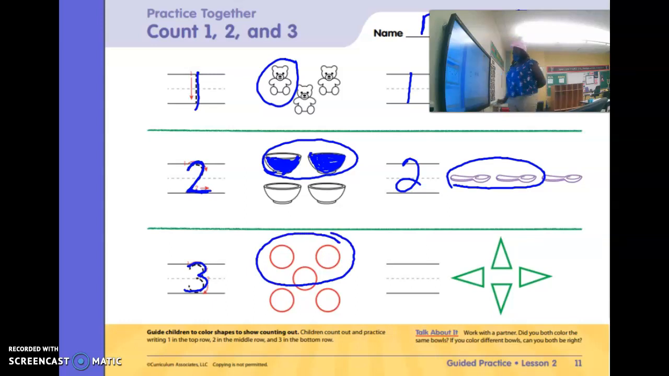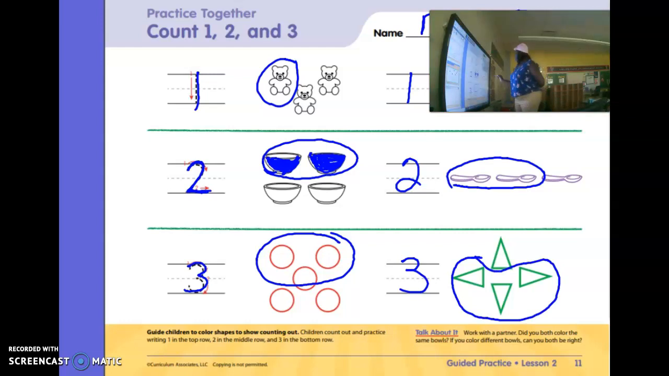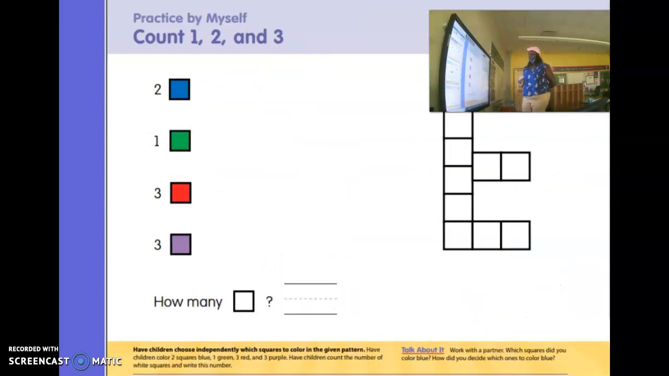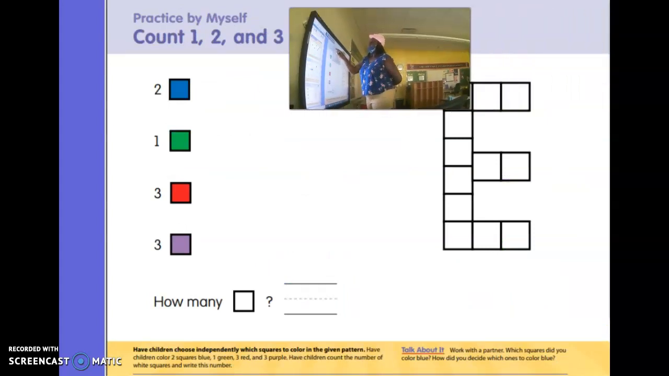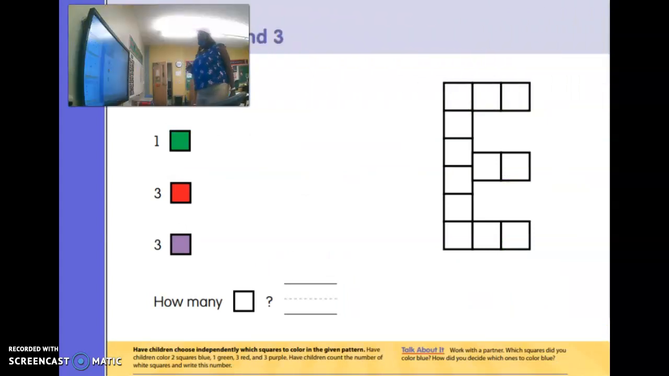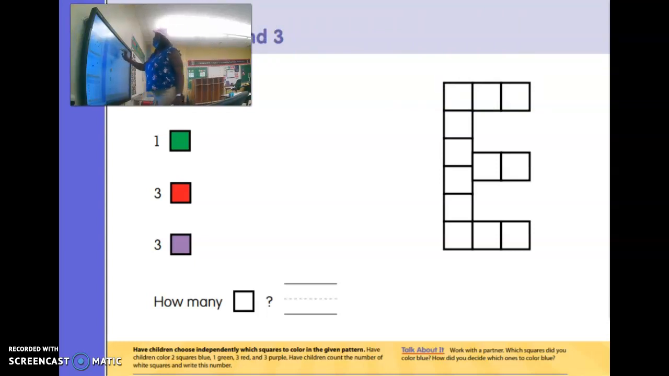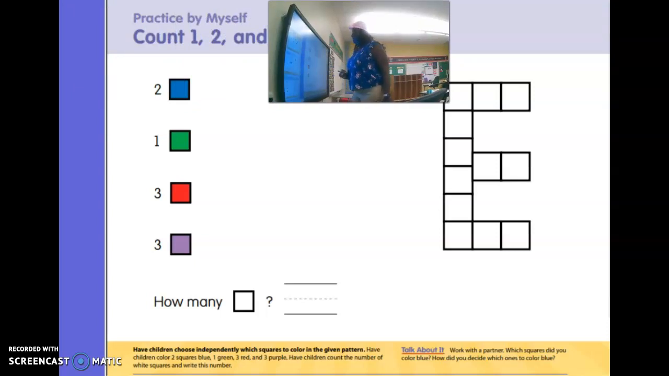All right, let's go here. What we going to write? Great job. 3. How many we going to do? 3. Whoops. Okay, now with this one, give me 1 second to turn the light on. Okay, guys, with this one, you're going to need some colors. You're going to need color blue, color green, color red, and color purple. So the directions we have to do, we have to color 2 of our boxes blue.